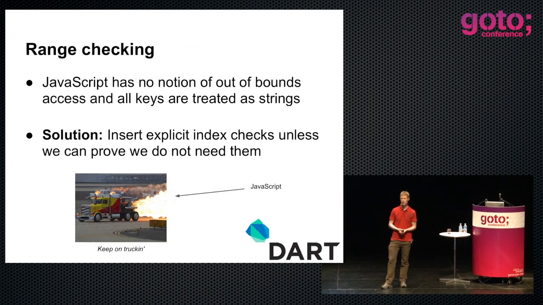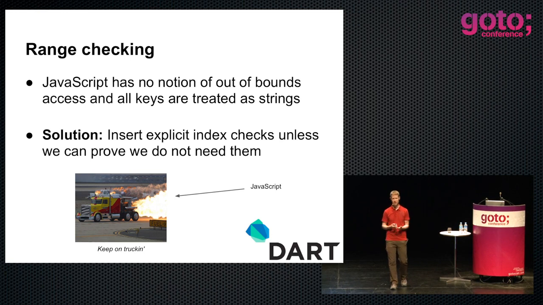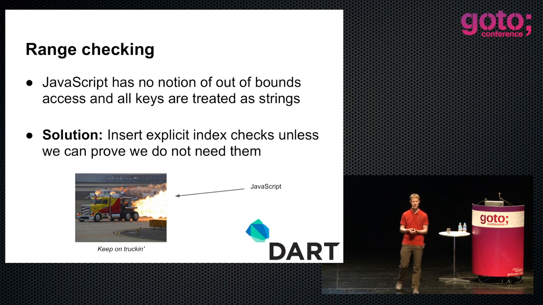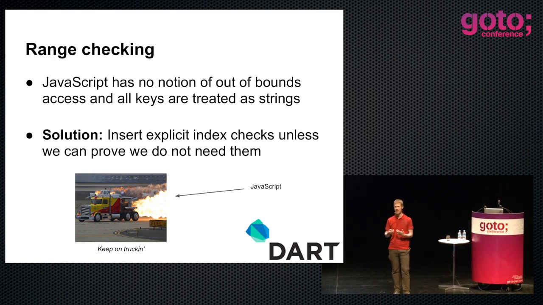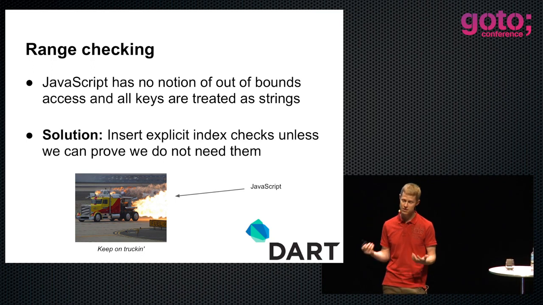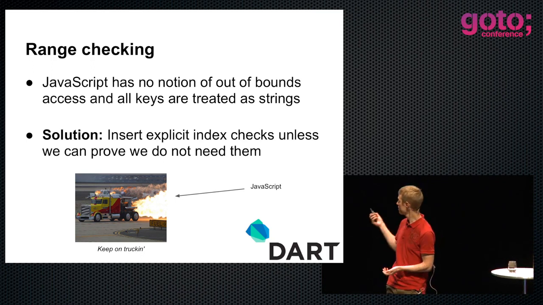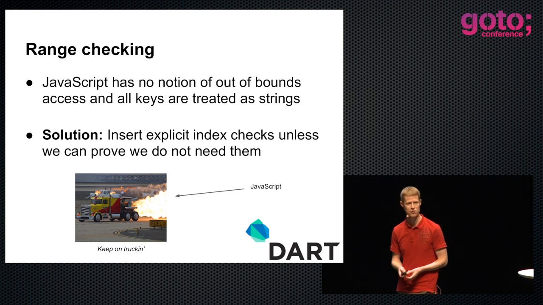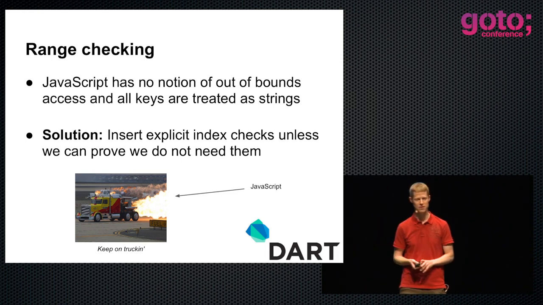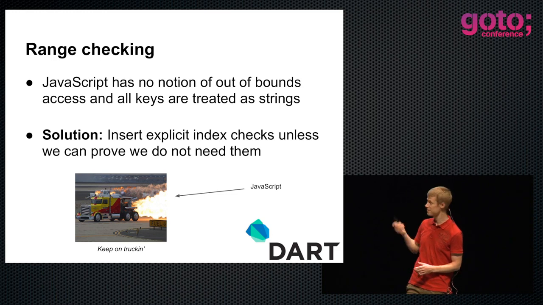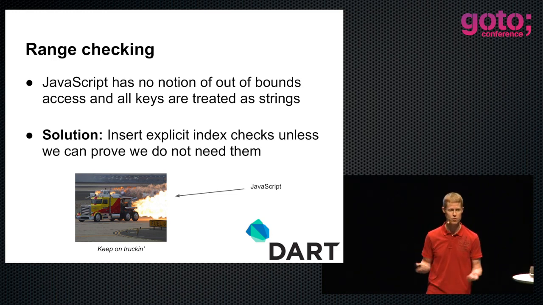The other big thing is range checking. JavaScript has no notion of out-of-bounds access, and all keys are essentially treated as strings. I'm not sure that all people who work with JavaScript are aware that they're working in a language that doesn't really help them in defining arrays of a certain size and checking that you're accessing stuff within that. So in Dart, we've decided to fix this problem of the keep-on-trucking mentality, where anything goes and we'll deal with it later, by inserting explicit index checks unless we can prove that we don't need them.